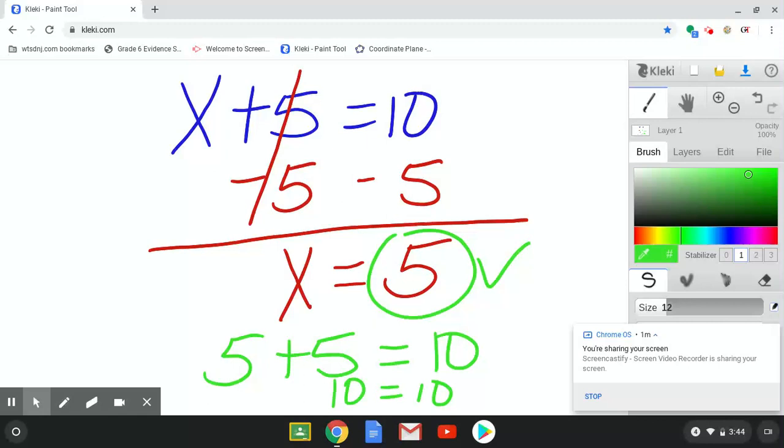Now, when you are actually putting your answer into your Go Formative sheet, make sure you are using your variable. You should have x is equal to 5, or whatever the variable is that they're using. Okay, so this was solving an addition equation. So let's try a subtraction equation.